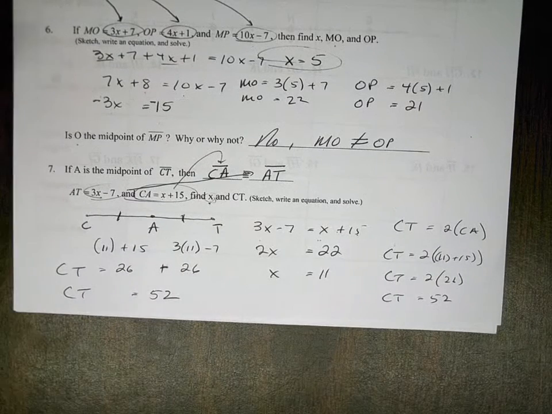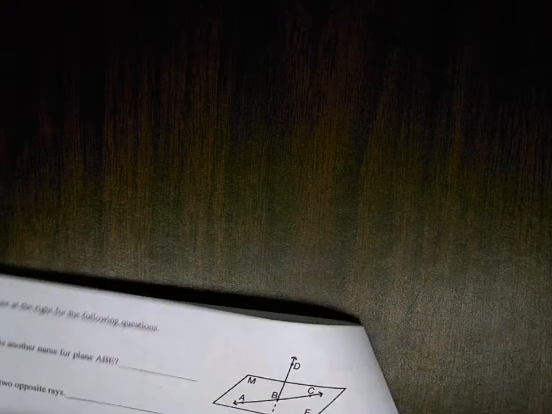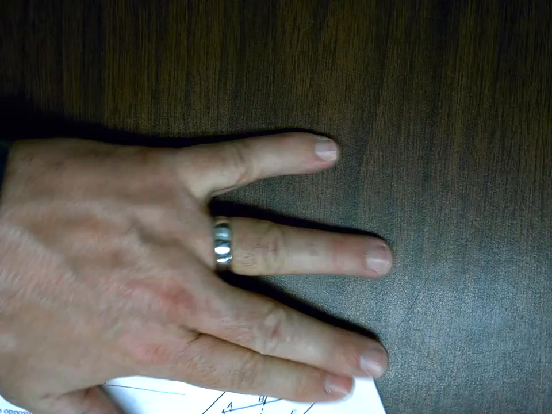It's just, to me it's a little easier to take half and double it. Does that make sense? Because we know CA is half of CT, because A is the midpoint. So I just find CA and I double it. Okay, moving on. You're going to have to do both of those on the test, by the way. Both those questions will come up on your test.